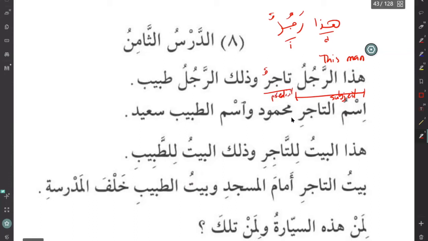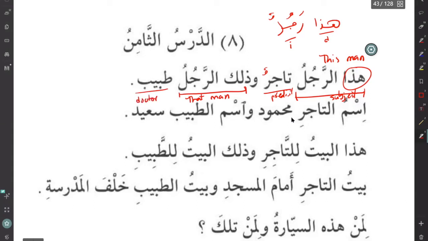And our rule is still the same. The subject is definite and predicate is indefinite. The rule hasn't changed, there's no exception in this rule here. So هذا الرجل, you can say the هذا is the subject, and tajir is predicate. You can say this, no problem. And then what is the rajul? You will just say it's the sifa, or actually it's not sifa, it could be badal. But for simplicity, you can say it's an adjective to the subject. All right, now, so هذا الرجل تاجر, you translate this man is a businessman or merchant. وذلك الرجل طبيب, and that man is a doctor.